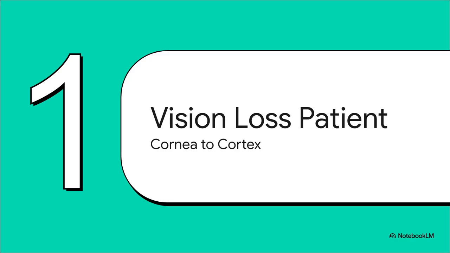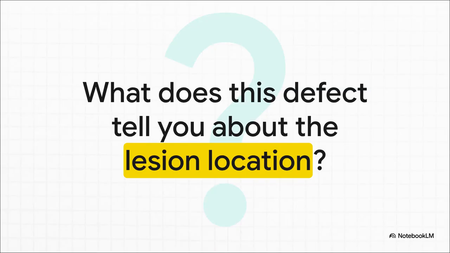Now, if there's one secret to neurology, it's this. You have to think anatomically. Every single symptom has a location. So we're going to follow the visual pathway from the very front of the eye, the cornea, all the way back to the occipital cortex, localizing the problem one step at a time. But before we get deep into the anatomy, let's get your clinical brain warmed up.